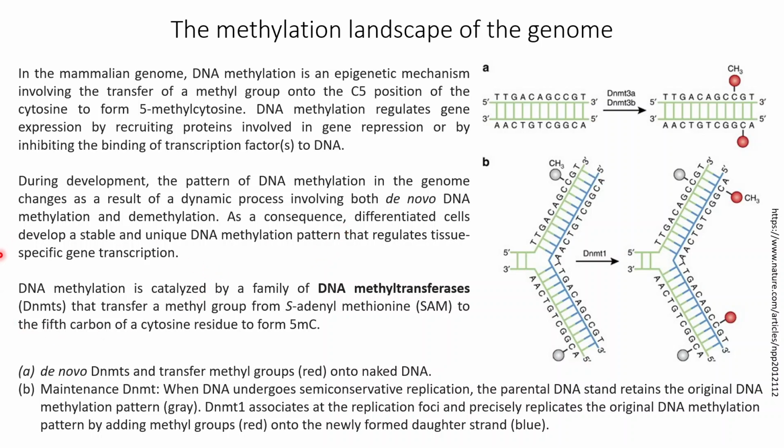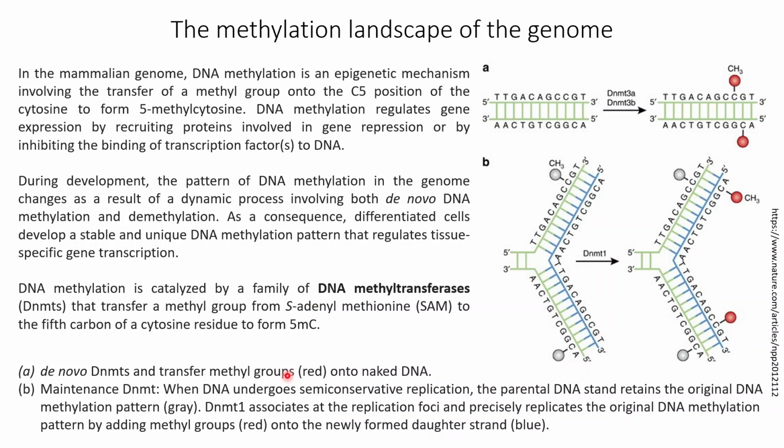And the process is easy. It's just DNA methylation, which is catalyzed by a family of DNA methyltransferases. So what they do is they transfer this methyl group, CH3 group, from SAM, S-adenosyl methionine, to the fifth carbon of cytosine residue to form this 5-MC, okay, 5-methyl cytosine. So here this process is shown.